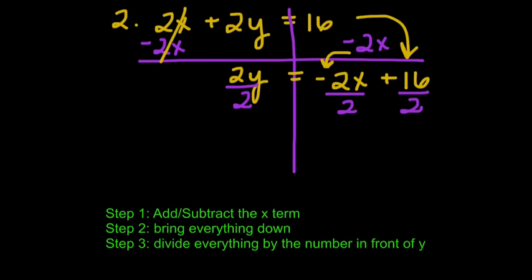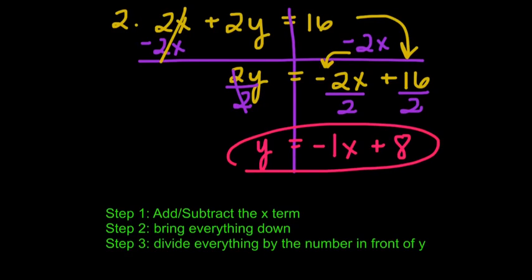And we're going to bring down what's left over here. So we have 2 divided by 2. This part goes away, so I'm going to bring down y equals negative 2 divided by 2, that's going to cancel out to be a negative 1x. And then I have a positive 16 divided by 2, which is going to leave me with a positive 8. So in all, this is our final answer in y equals form. Y equals negative 1x plus 8. Notice I could also write this as y equals negative x instead of having to put the 1 there and then plus 8. It means the same thing.